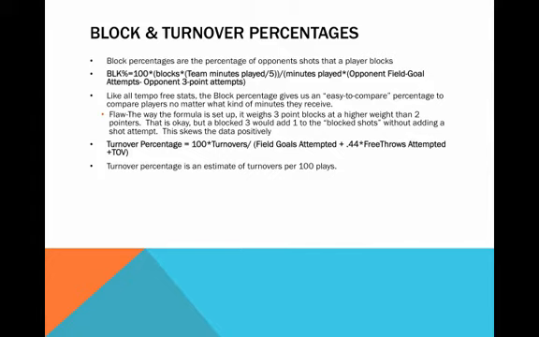formula is set up, but it weighs 3-point blocks at a higher weight than 2-pointers, which is fine because 3-pointers are more valuable than 2-pointers, but a blocked 3 would add 1 to the blocked shots without adding a shot attempt. This skews the data for people who block more threes.